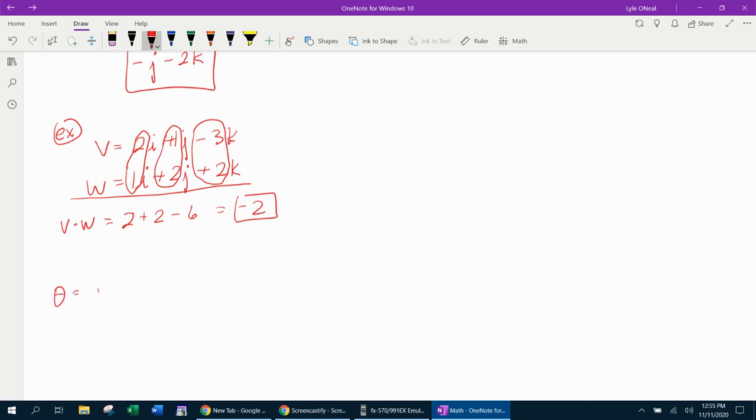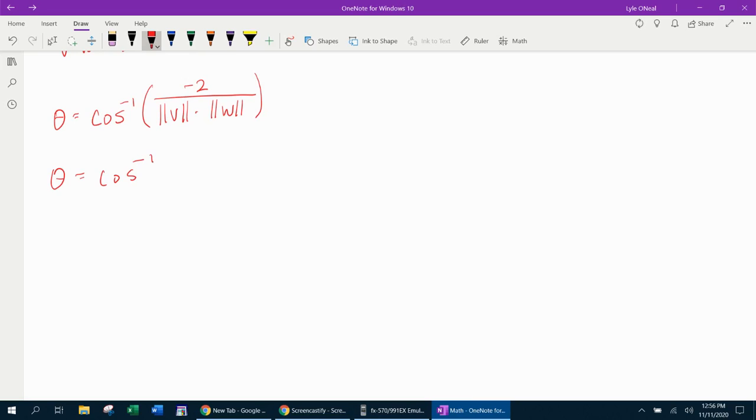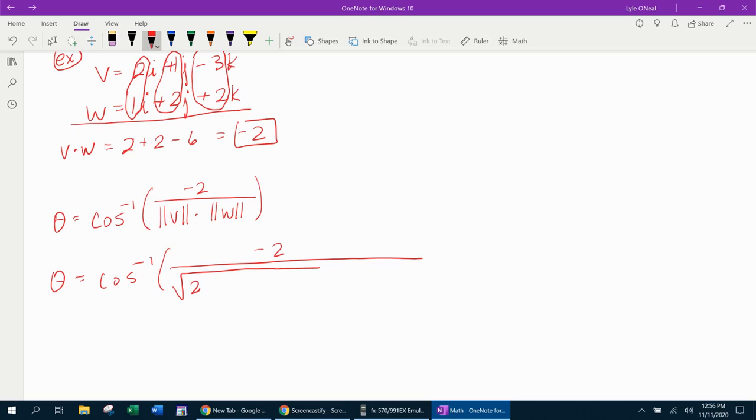Now, to find the angle between the two vectors, that is going to be the inverse cosine of the dot product divided by the magnitudes multiplied. So here we are going to have to find the magnitude of V and the magnitude of W and multiply those. And this is going to take a little bit of work. Here we go. Inverse cosine of negative 2 over square root of, and then for the magnitude of V, that's going to be 2 squared plus 1 squared plus negative 3 squared. And for the magnitude of W, 1 squared plus 2 squared plus 2 squared.